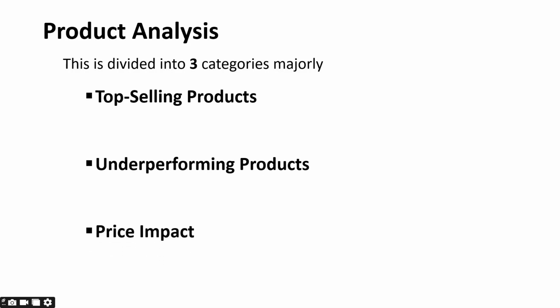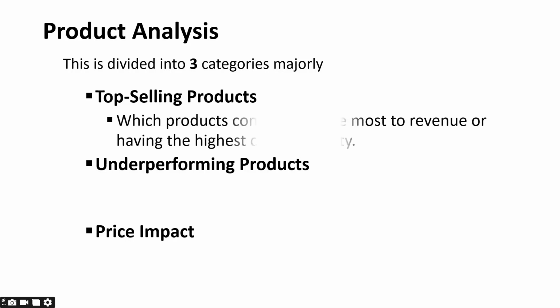And then we are going to check whether the price has any influence or impact on the movement of the patronage of a particular product. Whether the higher the price, the lower the patronage, or the higher the price, the higher the patronage. We want to know. We're going to check whether the price has any impact on the product.